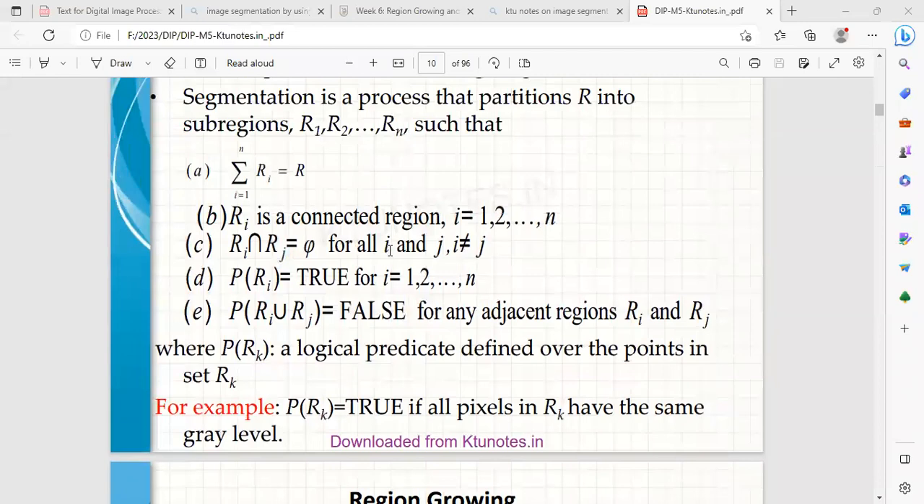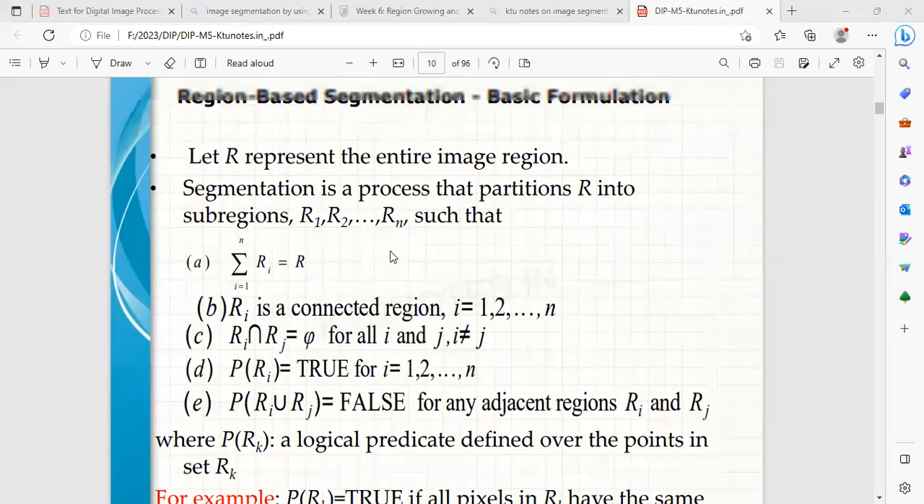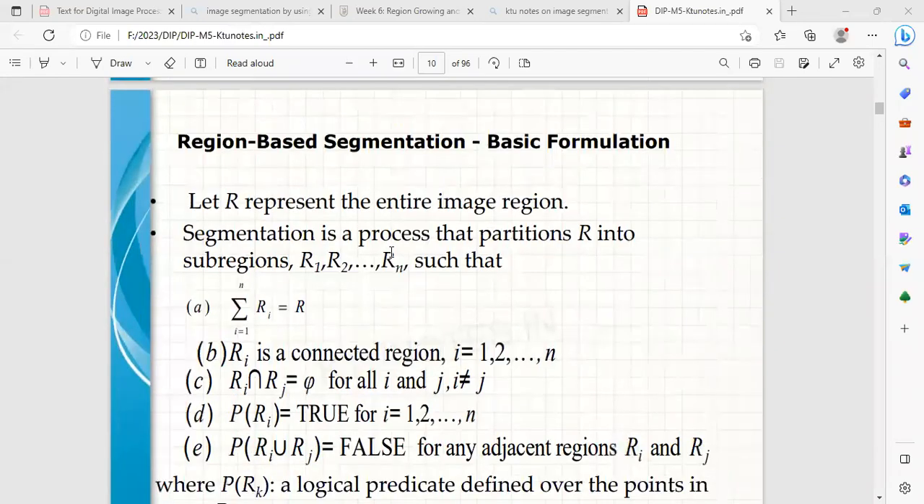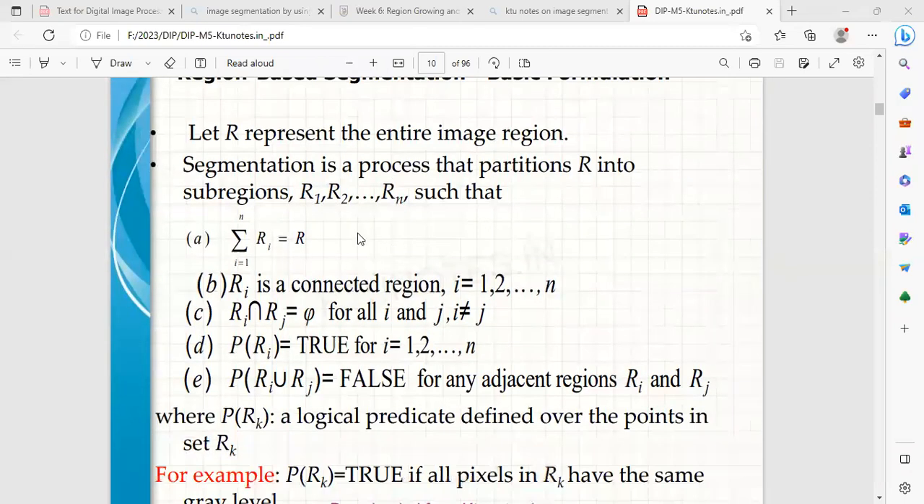So region growing we have finished. Can someone repeat what I said? Region growing technique.